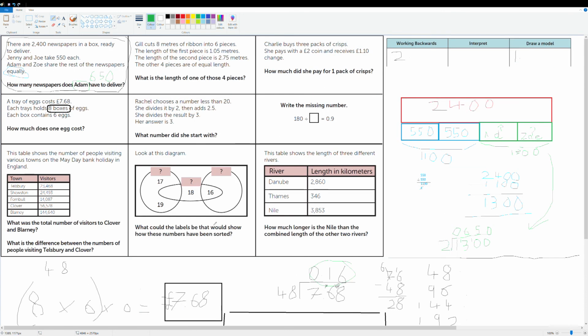Okay, finally, you might notice a theme here. We're going to interpret some statistical information, which means we're going to look at the number of people visiting various towns on the May Day bank holiday in England. And there's this table here. This means we're going to be interpreting some statistical information, not with any graph in this case. We're going to say, what's the total number of visits of Clover and Blarney? Very, very simple maths. We look at where Clover is here and where Blarney is, and just add them up because that says the total.